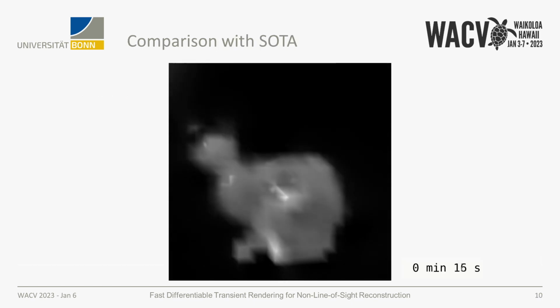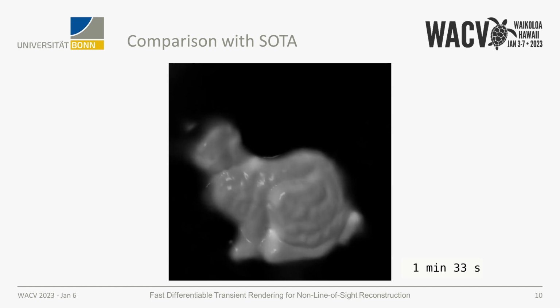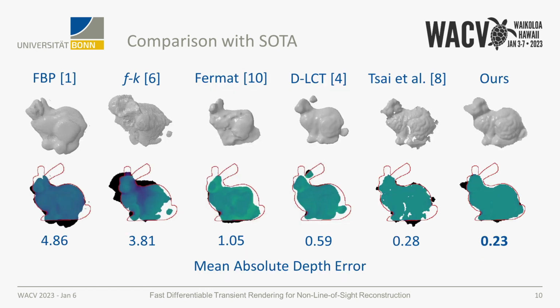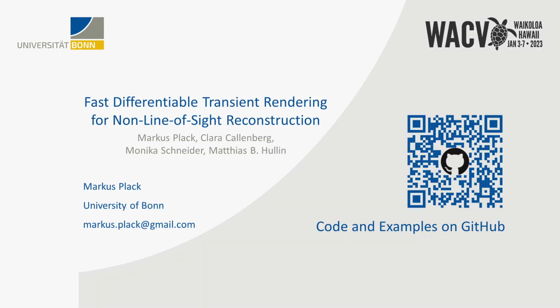Next, we show the reconstruction of the bunny from a high-quality transient rendering using a depth and albedo map representation. We compare our result to reconstructions from various other methods and find that our approach improves both coverage and accuracy compared to the state-of-the-art. For more results, applications, and details, please see our poster or paper. And if you want to try it out for yourself, we have the code, including all examples, online.